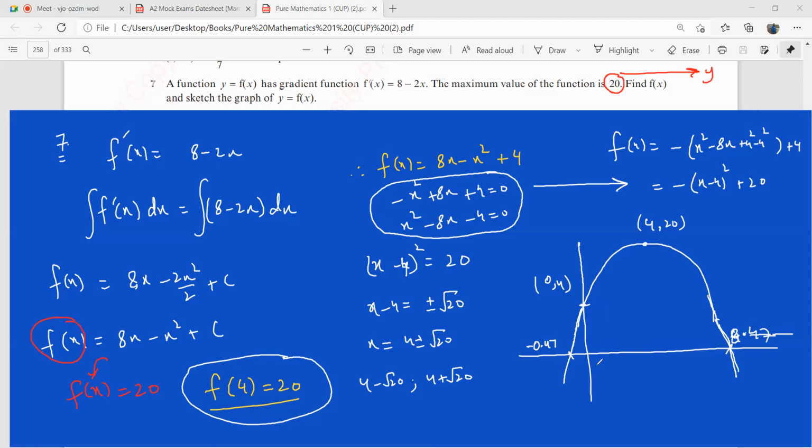You must be able to sketch these quadratic curves. You need to have the turning point, the y-intercept, and the x-intercepts so that you can sketch this accurately. At this point, we end this session where we have learned how to find the equation of the curve when we are given the derivative. We're using integration to get back the equation of the curve.